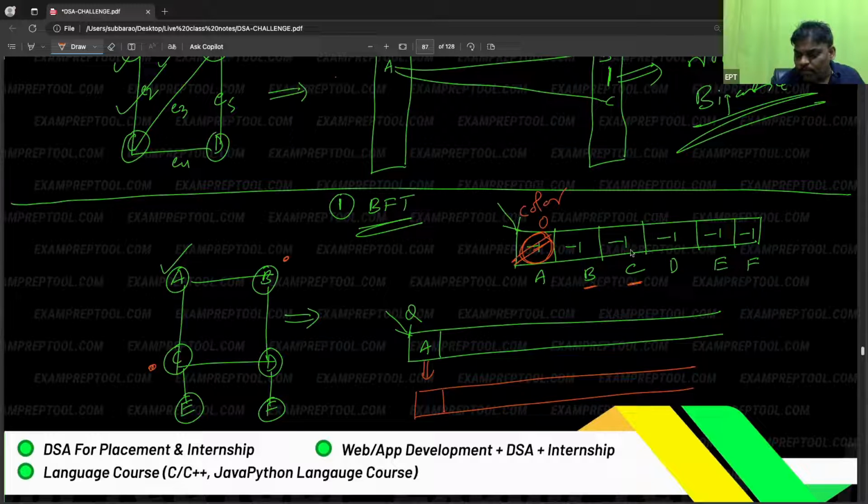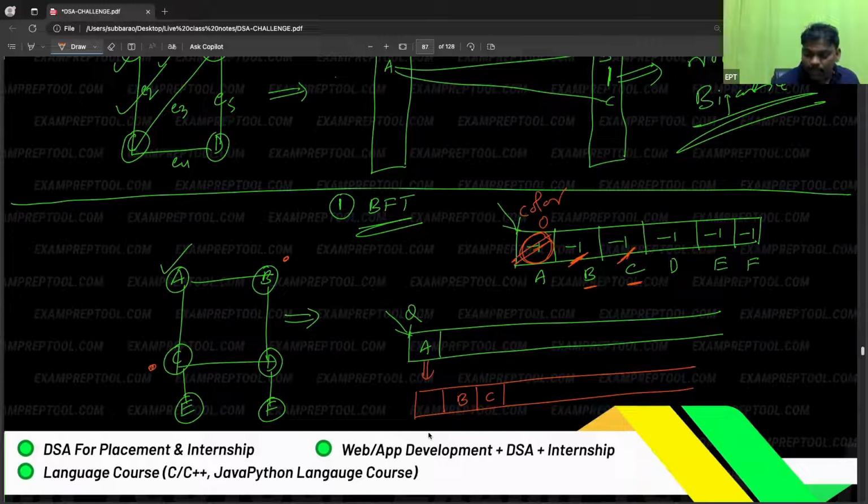Then ask immediately what are the B and C colors. If B and C colors are -1, then keep B and C inside the queue, right? If they are not visited, keep both of them inside the queue. A came out, A's adjacent people will go inside, because they are -1, keep them inside.